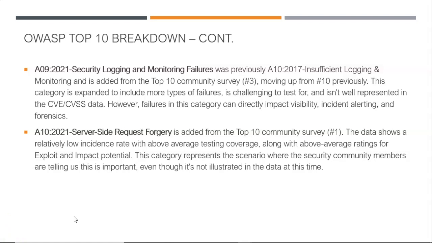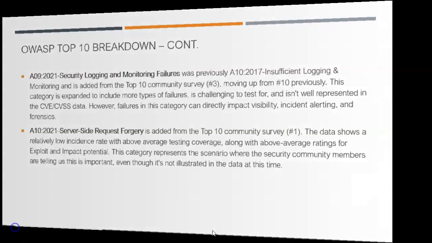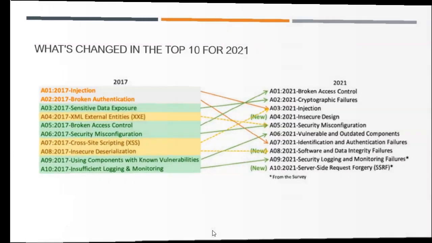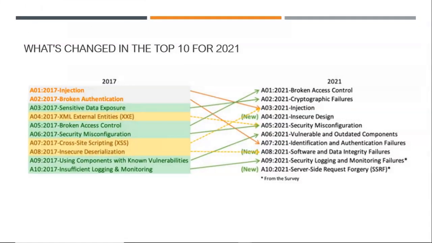A10:2021 Server-Side Request Forgery is added from the top 10 community survey. The data shows a relatively low incidence rate with above average testing coverage, along with above average ratings for exploit and impact potential. And so here you see what's changed from 2017 to 2021, and you see how 2017 has moved around into the top 10 categories for 2021.